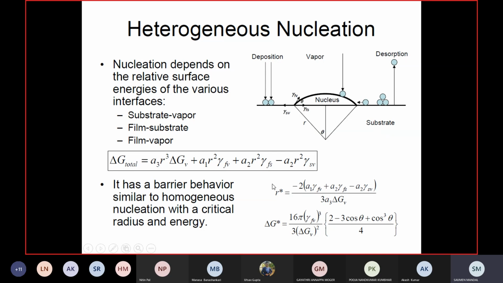This R asterisk is very important. This critical radius is again a temperature dependent phenomenon. At a particular temperature there will be one particular critical radius, and unless the embryo crosses this critical radius, it will never nucleate.